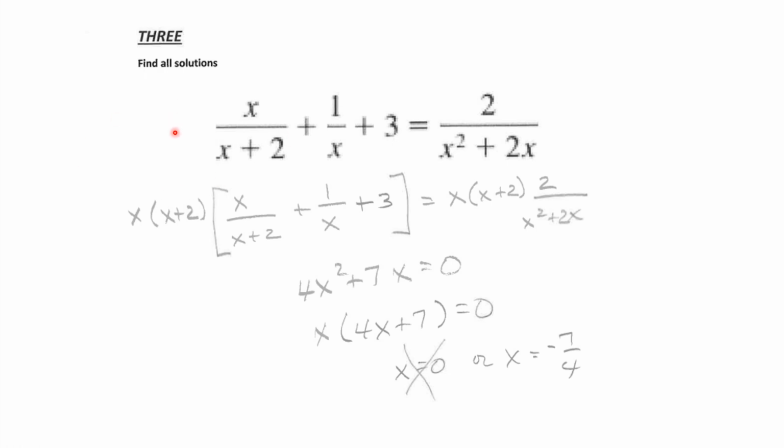Number 3, you were to find all solutions to this rational equation. By observation, you can tell that x equals minus 2 and x equals 0 would not be potential solutions. Having made that note, you can multiply all the way through both sides by x times (x plus 2) to clear the denominators. Do some algebra to simplify. You get 4x squared plus 7x is equal to 0. That factors. You get x equals 0, that solution you have to reject, or x is equal to minus 7/4.